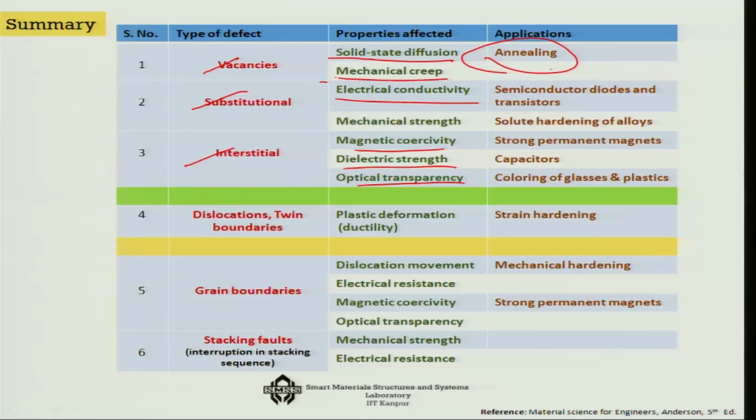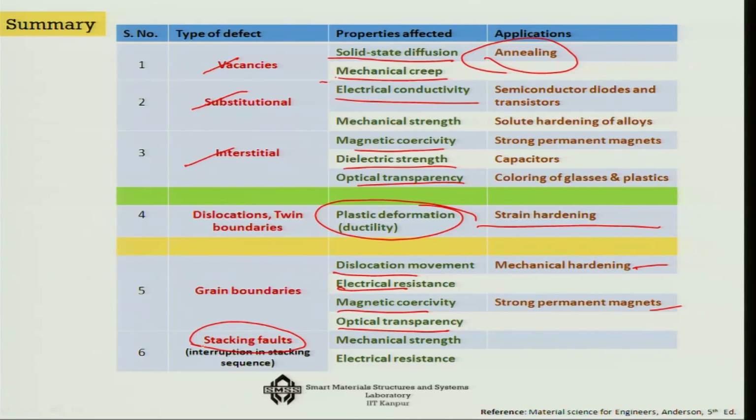The edge dislocations, or similar types like screw dislocations, etc., cause plastic deformation and have applications in terms of strain hardening. The grain boundaries affect dislocation movement, electrical resistance. The more grain boundaries you have, the more resistance, magnetic coercivity, optical transparency, etc. The proper applications are in terms of mechanical hardening or strong permanent magnets. Then of course, there are stacking faults, which generally affect the mechanical strength and the electrical resistance itself.